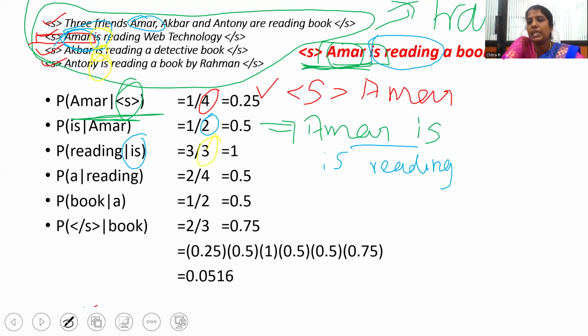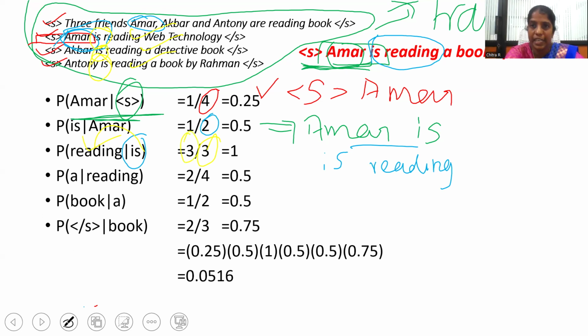Then write is reading. How many times is reading is available? Check it. Here one is reading is there, here one is reading is there, here also one is reading is there. 3 times is reading is available. So this is 3, so 3 by 3 equal to 1.